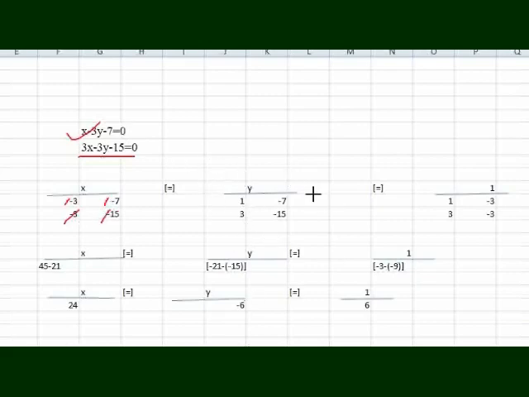Okay, for the next part, that is for y, you have to write down the coefficient of x and the constant term for both the equations. So coefficient of x in the first equation is 1, and coefficient of x in the second equation is 3, and the constant term for the first equation is minus 7 and constant term for the second equation is minus 15.